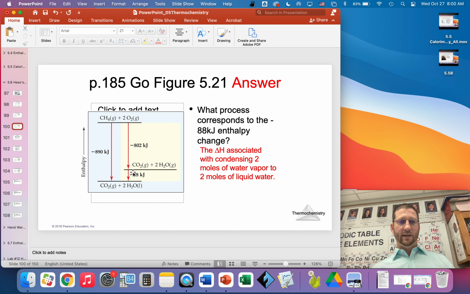All right, hopefully you realized that in this little step here, CO2 is a gas, and H2O is still 2 H2O. The only difference is that we have a gas going to a liquid. Well, gases have higher energy, liquids have less energy, so this loss of energy corresponds to condensing 2 moles of water vapor to 2 moles of liquid water.